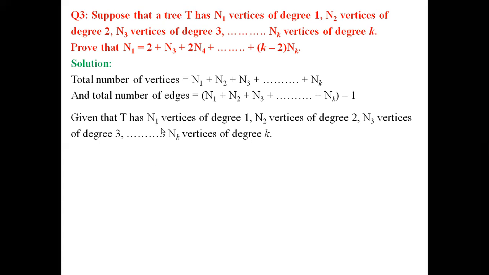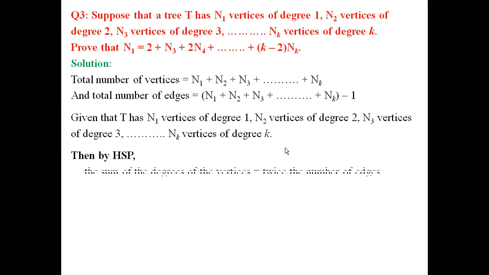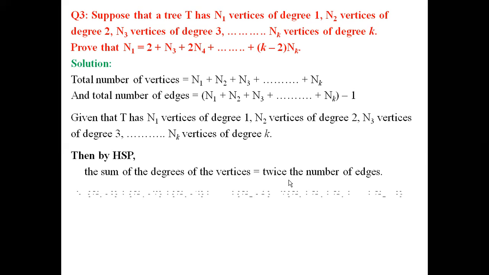This means there are n1 vertices having degree 1, n2 vertices having degree 2. In the same manner, nk vertices are having degree k, is the given data for us. So we apply the handshaking property: the sum of the degrees of all the vertices is always twice the number of edges.